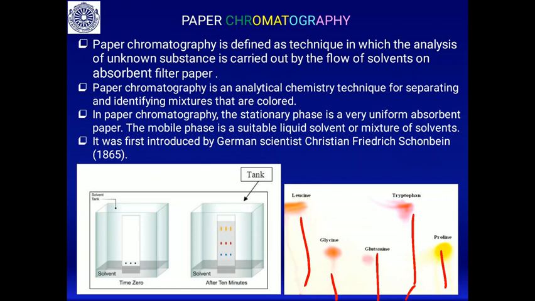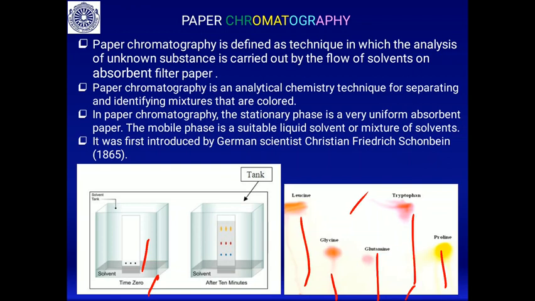So in paper chromatography, the stationary phase is a very uniform absorbent paper. This is a filter paper, absorbent paper. The mobile phase is a suitable liquid solvent or a mixture of solvents. So this paper is placed in the solvent, as you can see here. It was first introduced by the German scientist Christian Friedrich Schönbein in 1865.